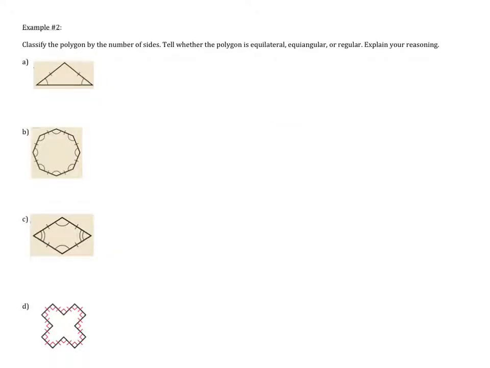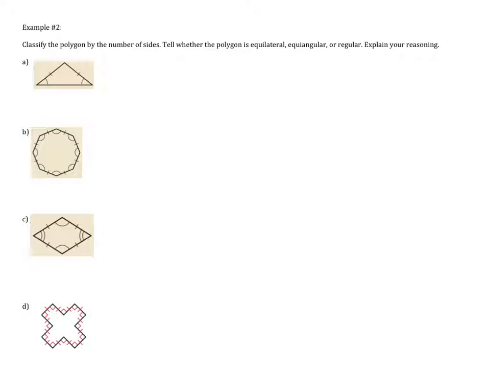Example 2, classify the polygon by the number of sides. Tell whether the polygon is equilateral, equiangular, or regular. So part A. First, I notice that we have some tick marks. We have that this side is congruent to this side, but we are not told that the third side is congruent to the first two.